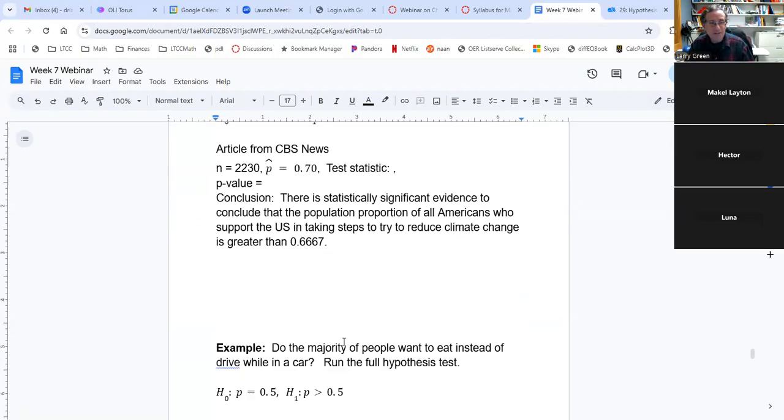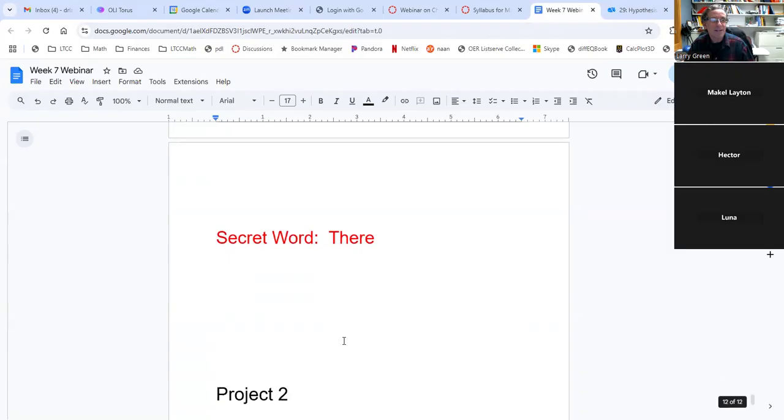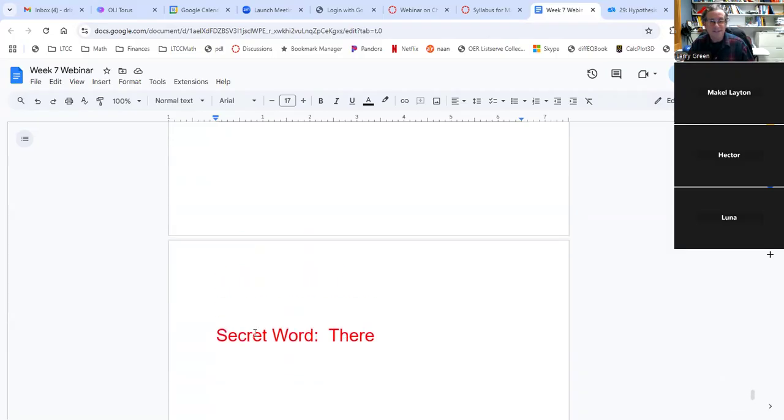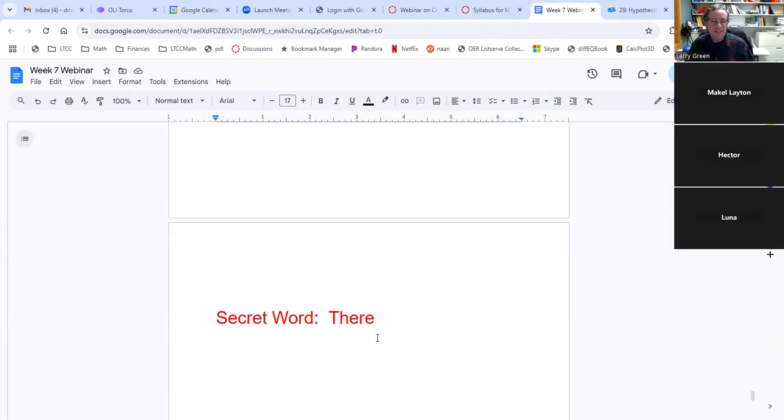Okay, what I think I'm going to do next is give you a secret word, which is "there." That's because the first word in concluding your hypothesis test conclusion is "there." There is statistically significant evidence, or there is statistically insignificant evidence. So I thought it would be a good one that you wouldn't just guess, but it makes sense, doesn't it? So there is a secret word. And what I want to do now is talk about project 2.